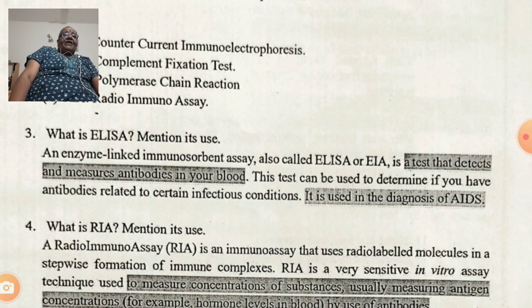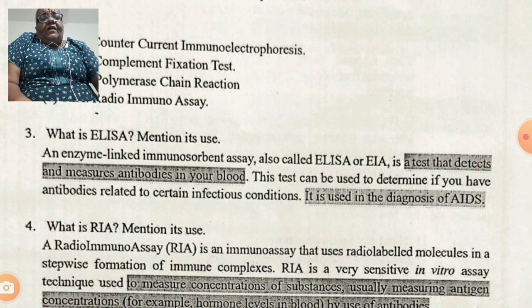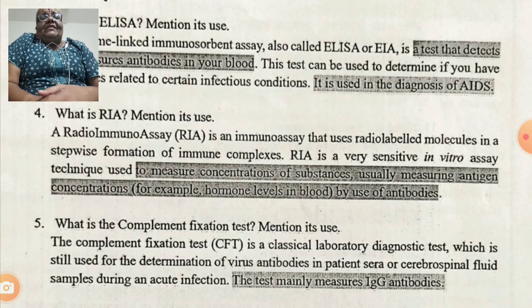AIDS is acquired immunodeficiency syndrome. HIV is human immunodeficiency virus. Okay. So this is how we are going to answer this. You will tell what the technique is and why it is used. A similar question, but not ELISA, it is RIA.